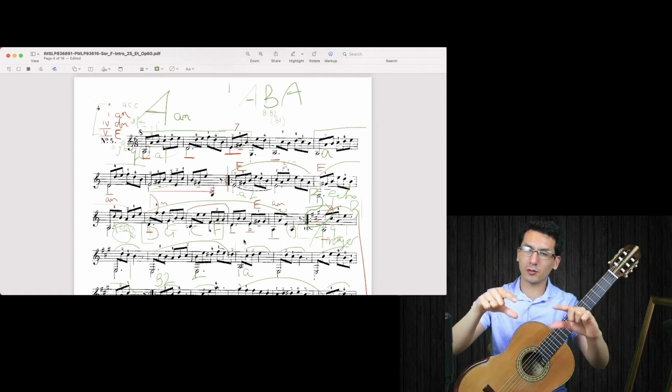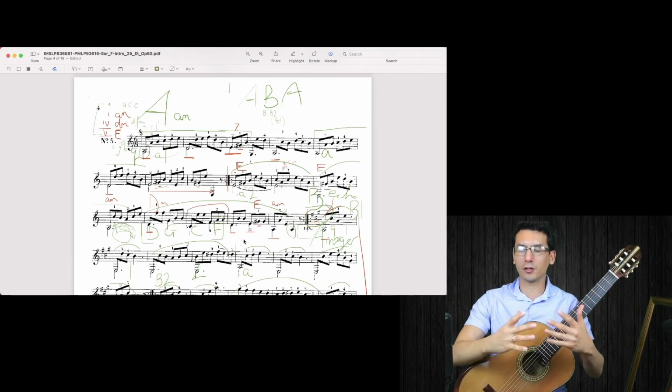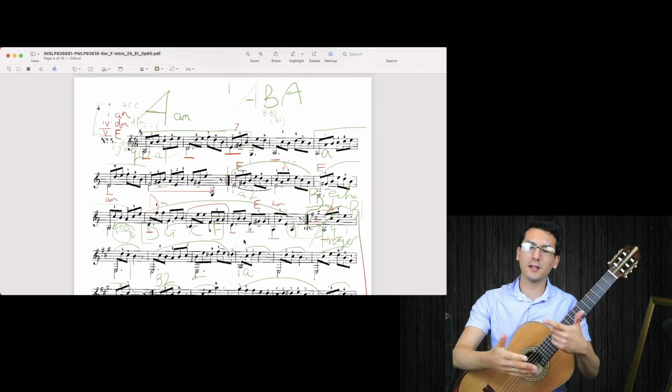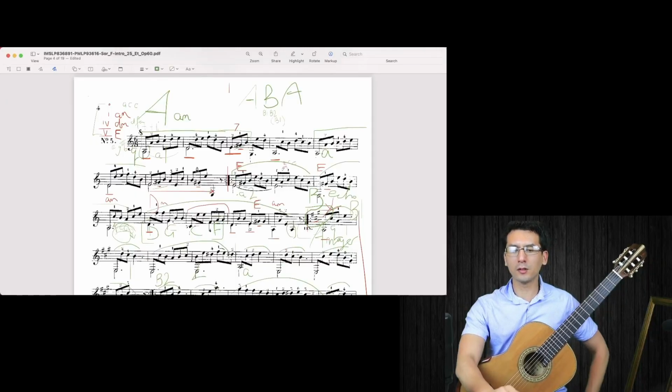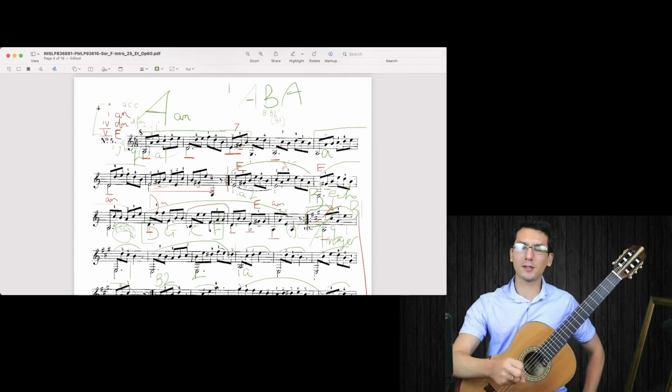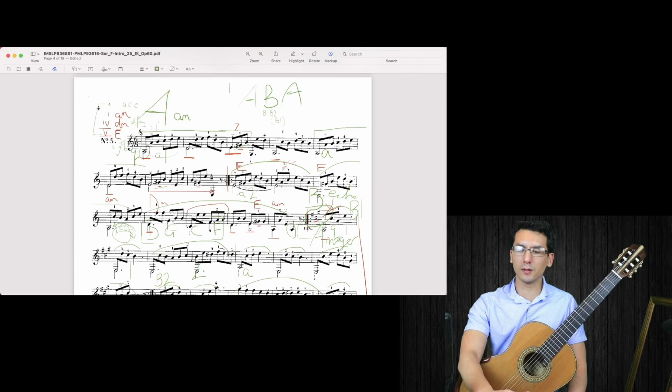Then you can look at your phrase structure. So each section will usually be made of certain phrase structures like parallel periods and sentences. They'll usually be made up of 4s and groups of 4s and 8s as well. And then once you've done that, look for the harmony. And when you're looking for harmony, look for the primary chords 1, 4, and 5. If you follow those 3 steps, those 3 layers, you'll probably get a pretty good understanding of most guitar pieces that you're playing.